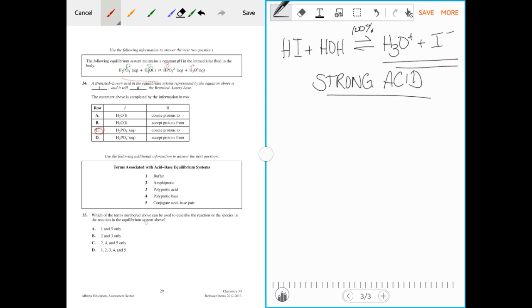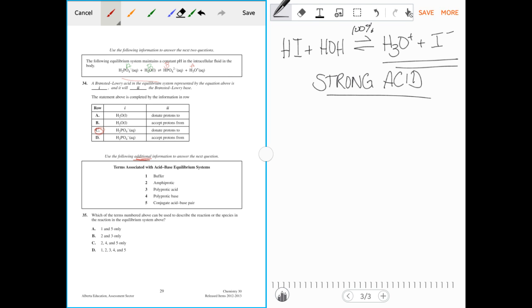Okay, 35. Which of the terms numbered above can be used to describe the reaction or the species in the reaction system above? It says to use the following additional information. This is some important information given above those questions to help us solve these. So it's either a buffer, amphiprotic, polyprotic acid, polyprotic base, and a conjugate acid-base pair.